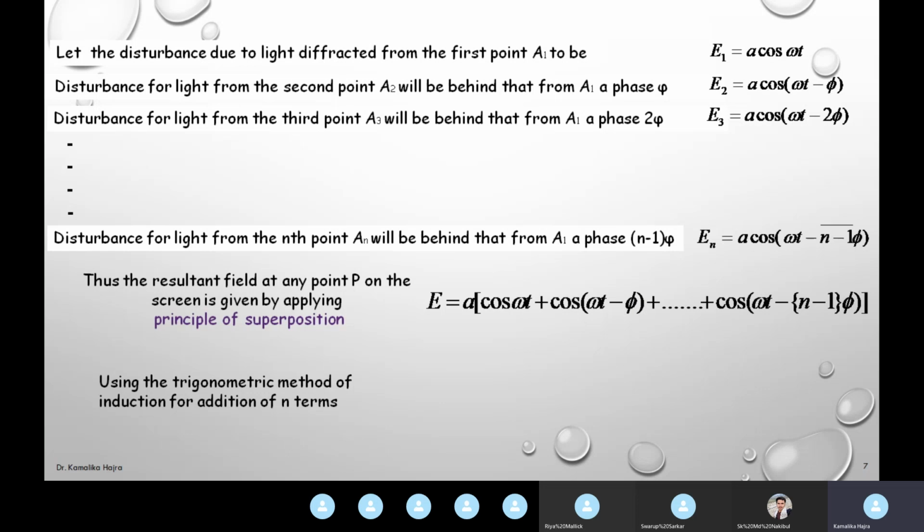So I'll just give you the result of this addition, which is done by the method of induction. If you add n cosine terms, then by the method of induction it can be shown that the result of the addition is A sine n phi by 2 by sine phi by 2, times cos of omega t minus (n minus 1) phi by 2.